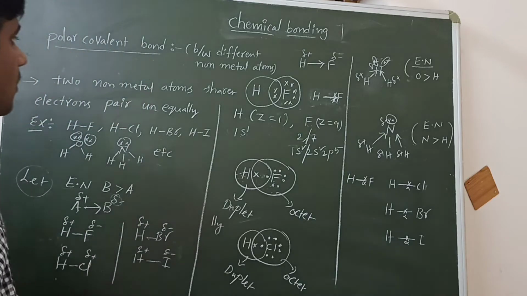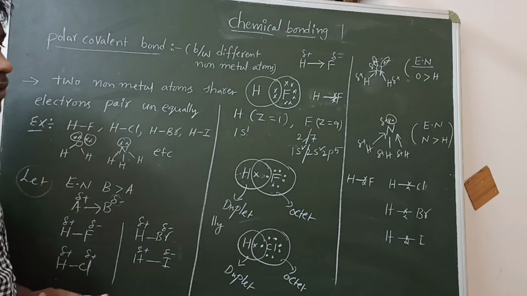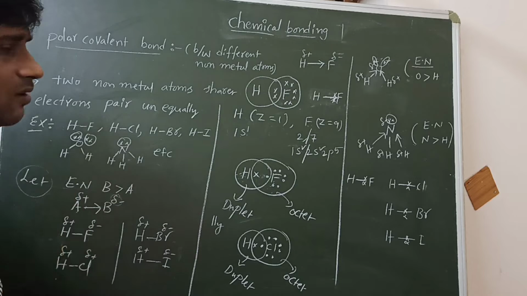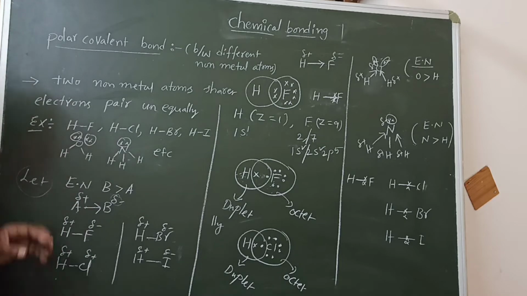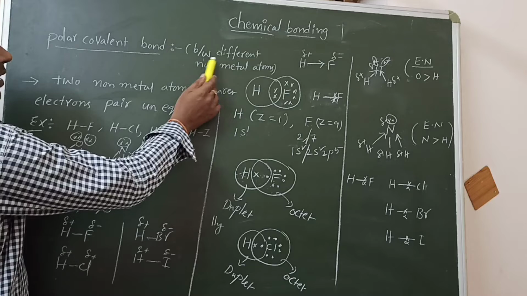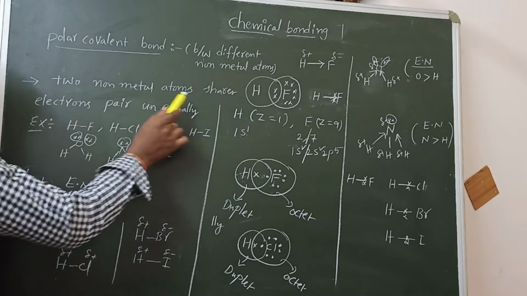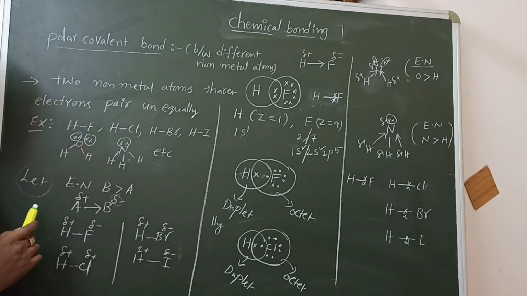Okay, now we go to the topic. Today's topic is the polar covalent bond. In the last session we discussed polar and non-polar covalent bonds. In this session we'll discuss the polar covalent bond. It is formed between different non-metal atoms, due to the unequal sharing of a pair of electrons.